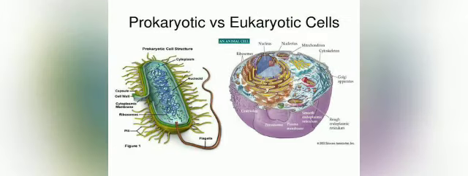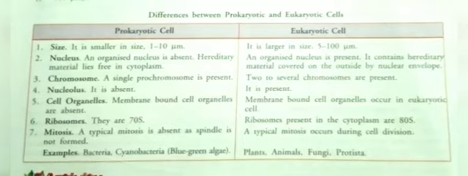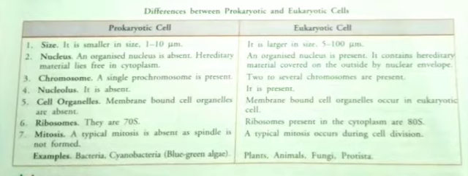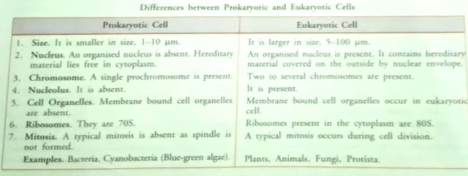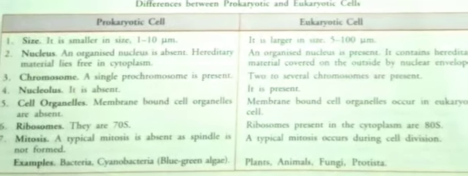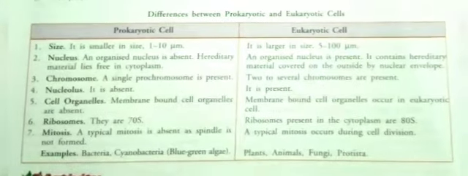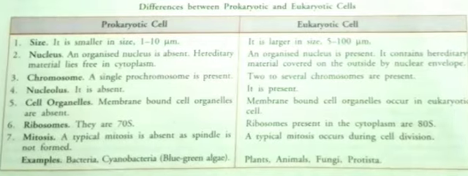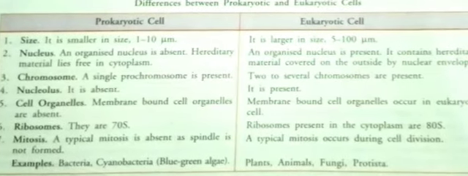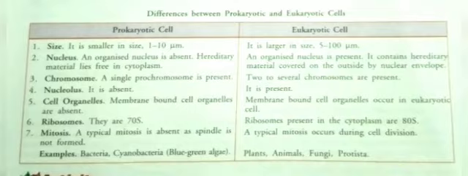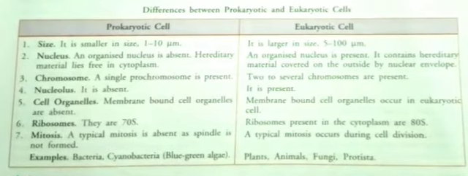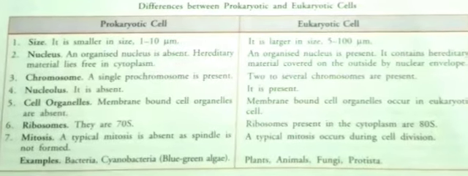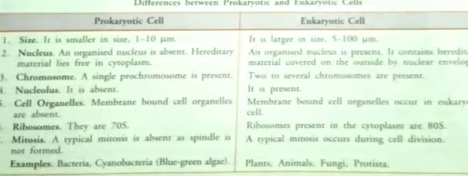Now let us see the differences between eukaryotic and prokaryotic cells. You can see from the picture how different they look. So we'll go in detail. In prokaryotic cells the size is smaller, but in eukaryotic cells the size is larger. An organized nucleus is absent in prokaryotic cells but present in eukaryotic cells, which is covered by a nuclear membrane. A single protochromosome is present in prokaryotic cells, but two or several chromosomes are present in eukaryotic cells.